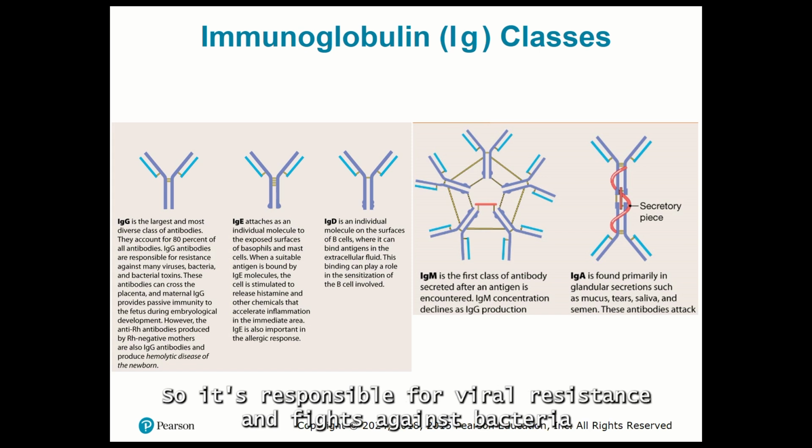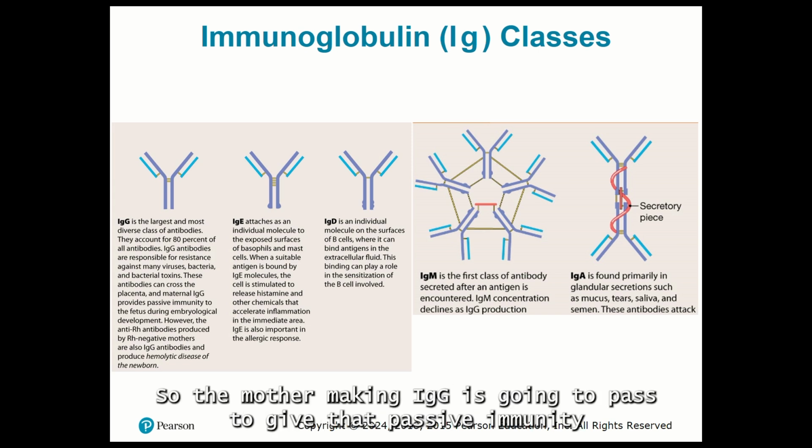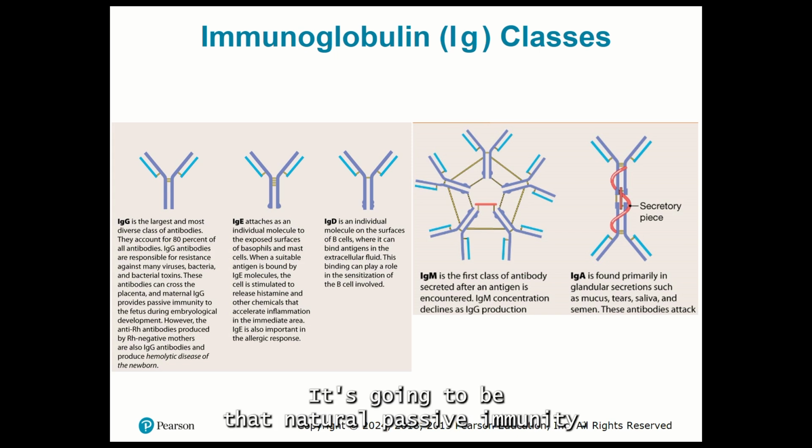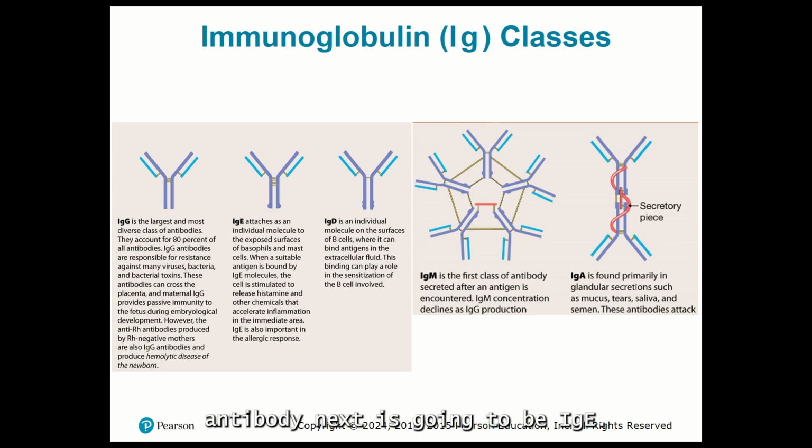So it's responsible for viral resistance. It fights against bacteria and bacterial toxins. This is also one that can cross the placenta. So the mother making IgG is going to give that passive immunity to the fetus. It's going to be that natural passive immunity. When we talk about anti-Rh, those are a type of IgG antibody.